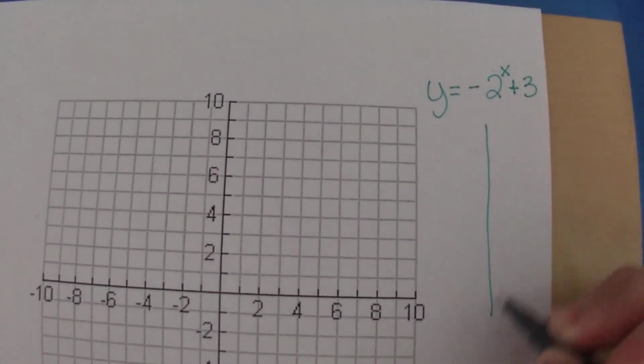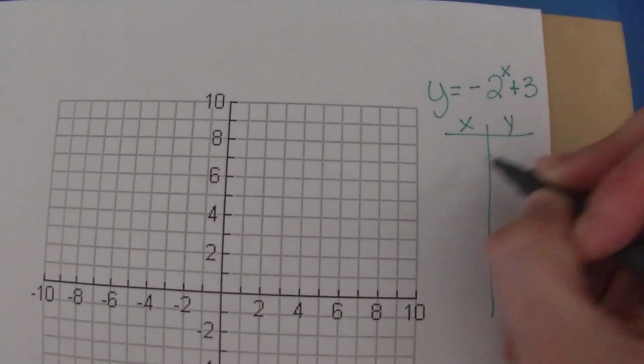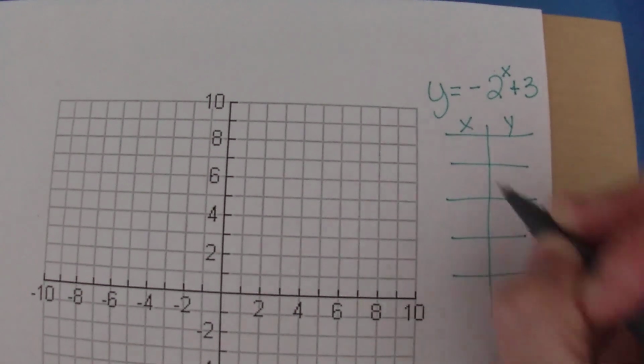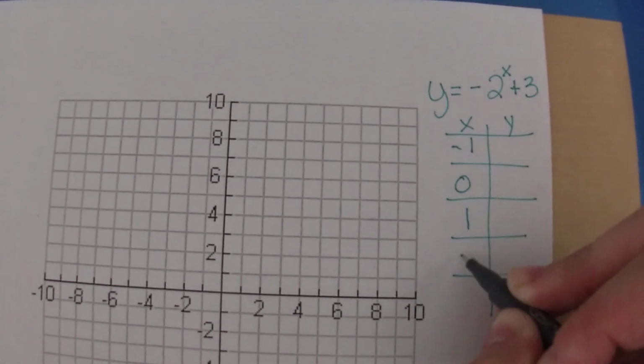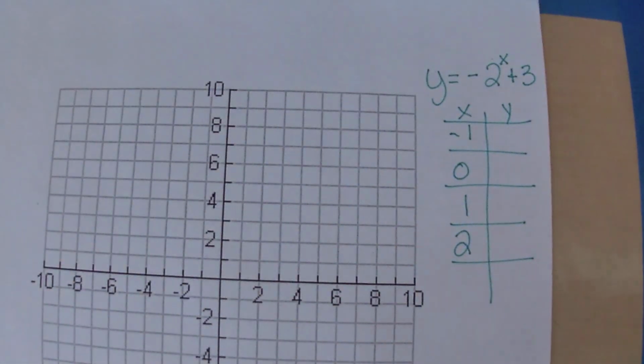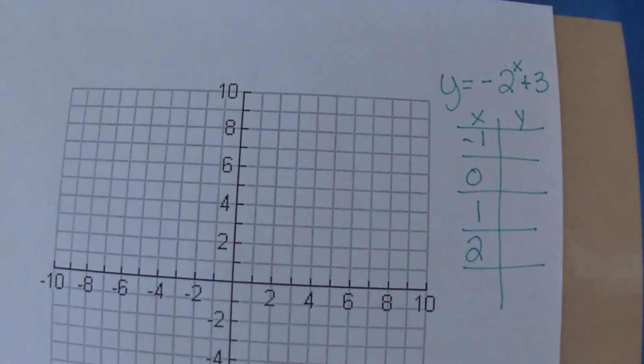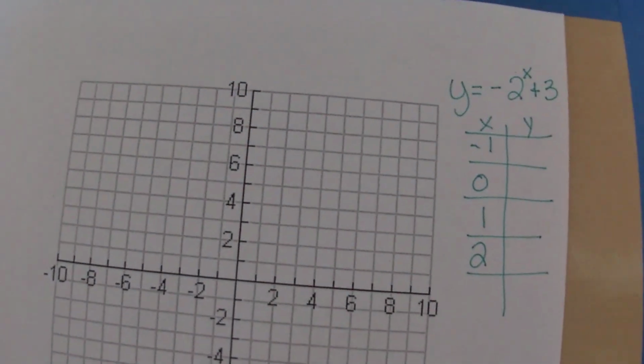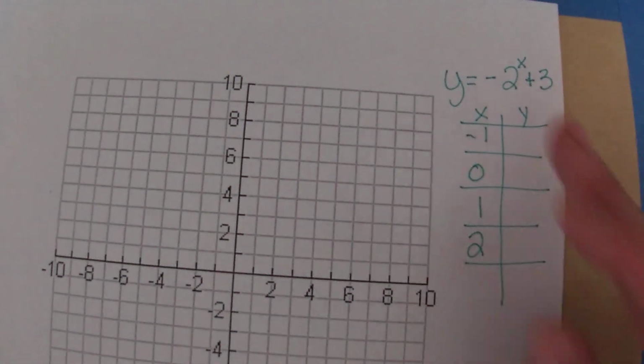Okay, so we're going to make a table. Again, input values are going to be given to you, but most of the time they'll be -1, 0, 1, and 2. Sometimes I'll leave off -1 if it's a weird answer to type in, and so you'll just see 0, 1, 2, and 3. Okay, and we're just going to start plugging these in.